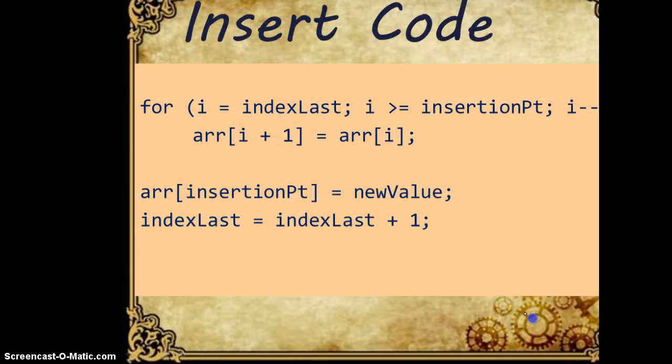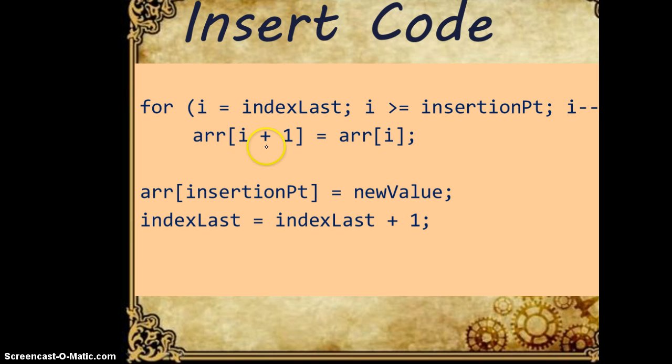So the insertion code is going to be the exact same logic. I'm going to start at the last occupied index. It's not the end of my array, but it's the last occupied index, so I'd have to manage that actively on my own to be able to keep track of this. I'm going to let i do a countdown to the insertion point, where I'm actually trying to add the new thing. i minus minus because I'm counting down.